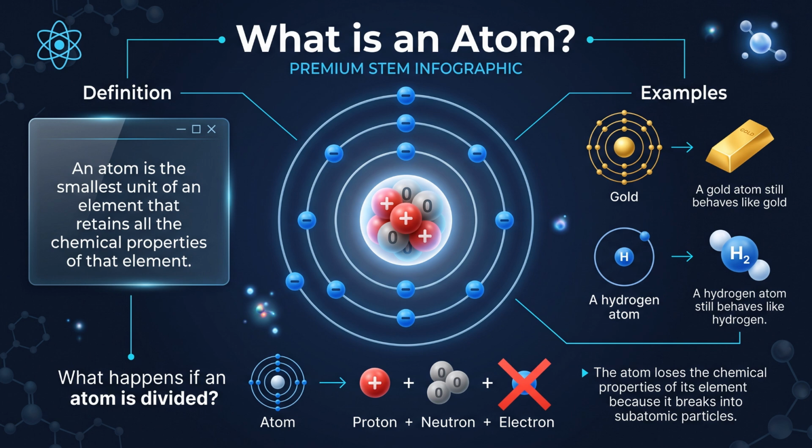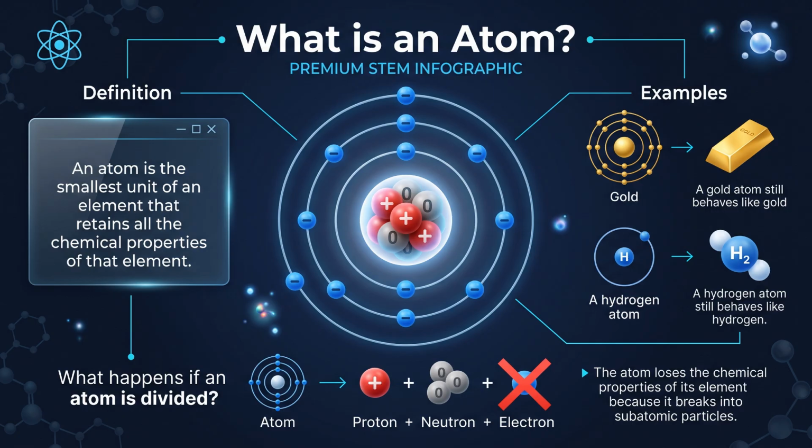If you were to take a solid brick of gold and continuously cut it in half until you reached a single microscopic gold atom, that tiny unit still behaves exactly like gold. Similarly, a single hydrogen atom still behaves completely like hydrogen.